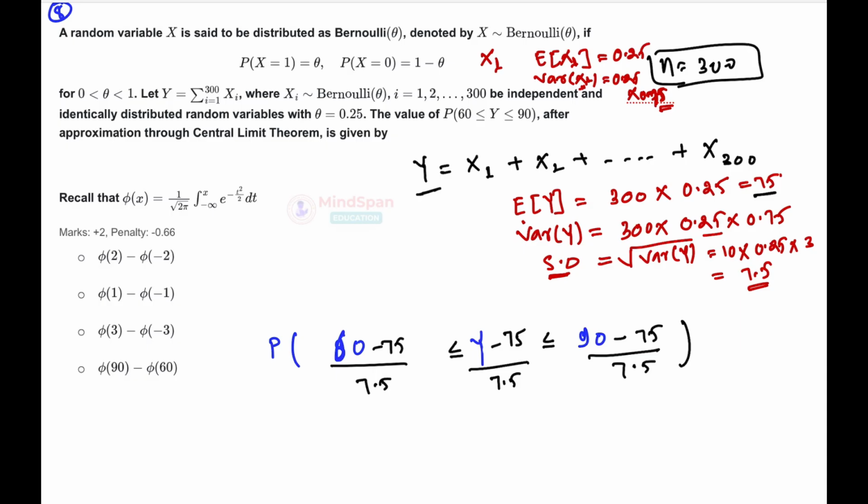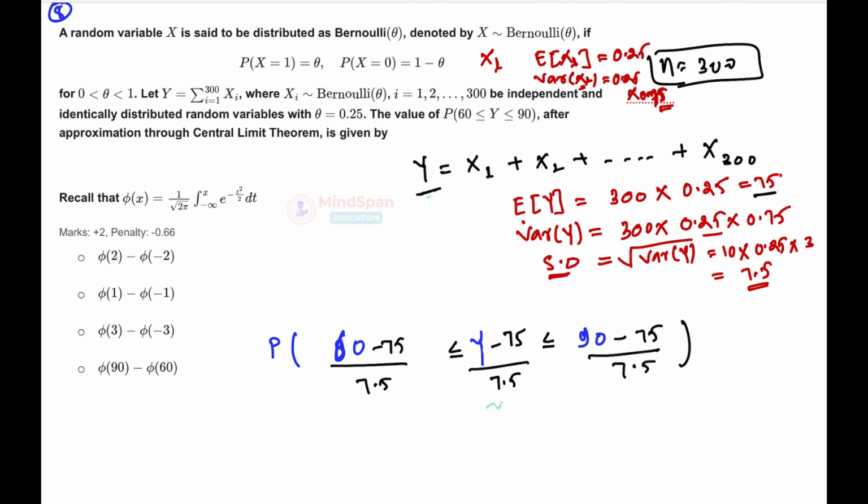Right. And now here comes the central limit theorem. What does the central limit theorem say? That this random variable y, or the standardized version of this random variable y, for sufficiently large n, greater than 30 or maybe 40, 50, whatever, but we have here 300, so that is sufficiently large. So for sufficiently large n, the standardized version of this random variable y will have a CDF of the form of a normal distribution, or you can directly say that it will have the standard normal distribution, right.